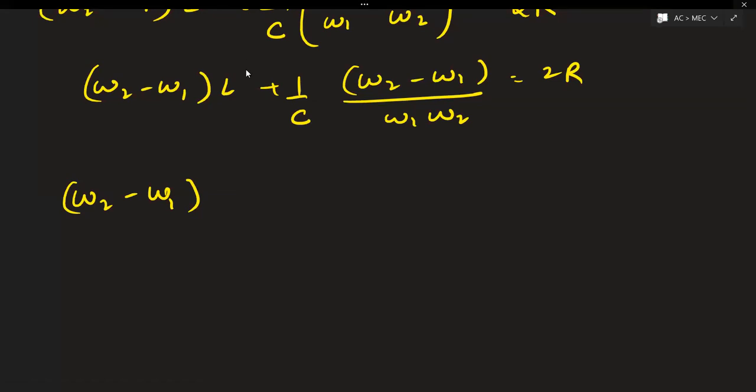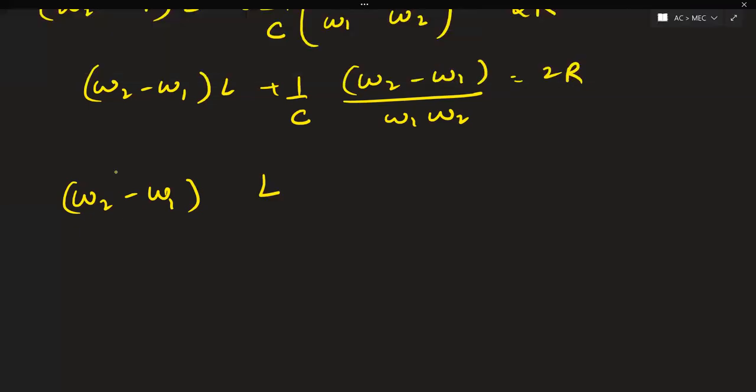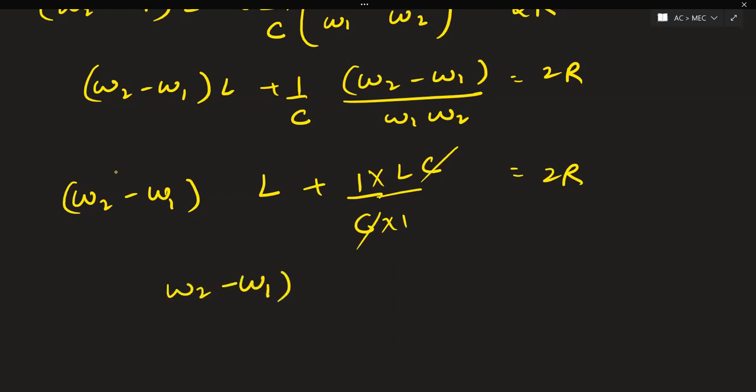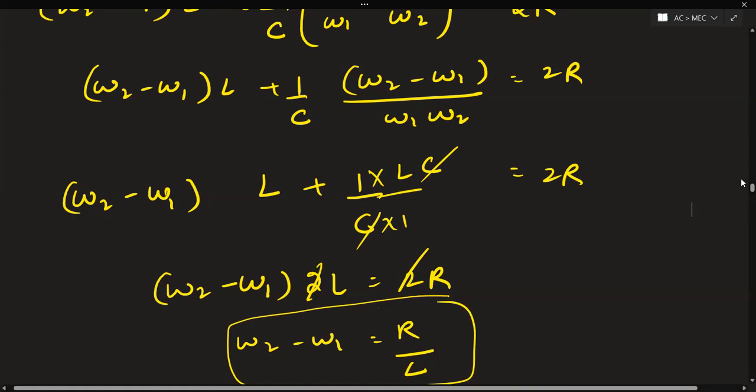If I take omega 2 minus omega 1 common, from here only L will be left. From here plus 1 by C into this term will be left. And this term came out to be 1 by LC. So this will be 1 by LC equal to 2R. C will get cancelled. What is left? Omega 2 minus omega 1 into 2L is equal to 2R. 2 gets cancelled. Omega 2 minus omega 1 comes out to be R divided by L. This is one more thing that was required, and we obtain this by subtracting.